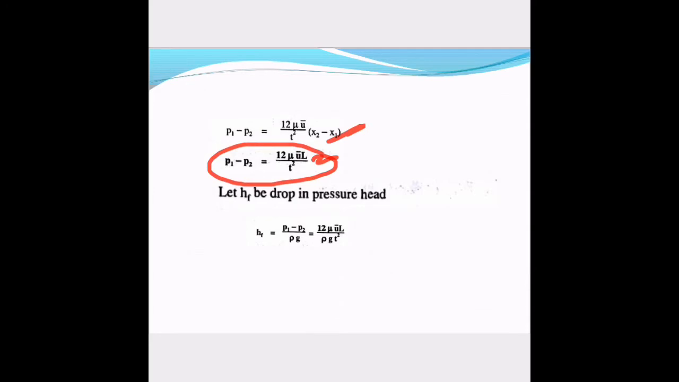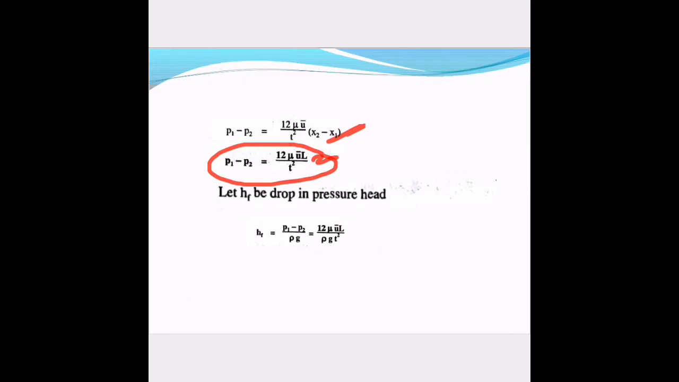Yes, so P1 minus P2 will be how much? Yes, 12 mu u bar L divided by t square. L is the distance between the cross sections where we have found this pressure difference, and u bar is the average velocity, mu is the viscosity, t is the distance between the two fixed parallel plates.